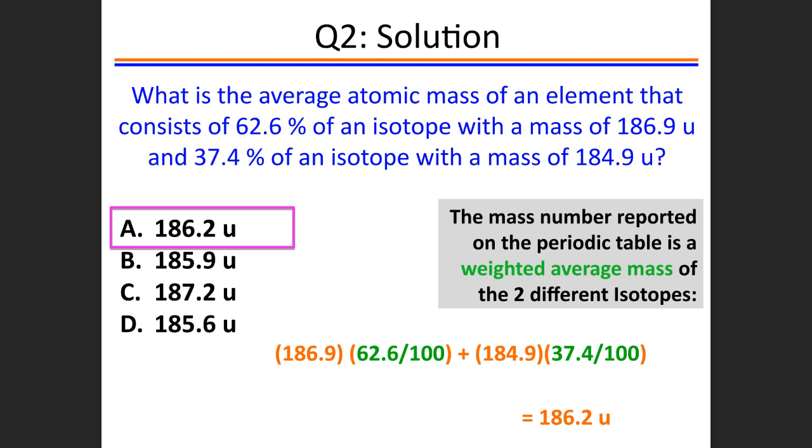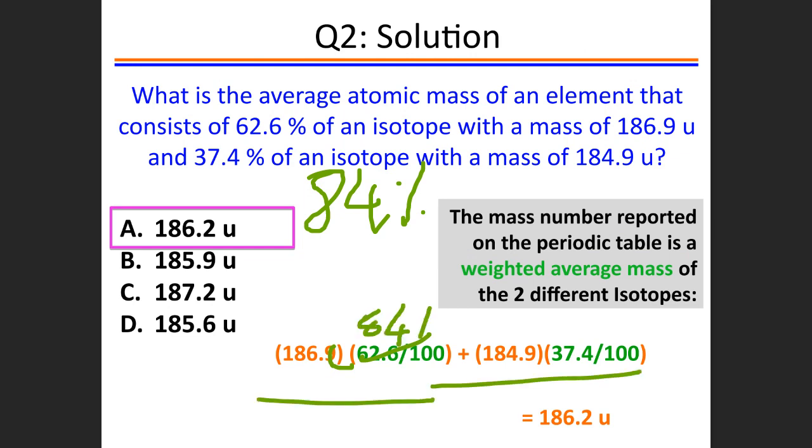Now, if I ask you, not 60, not 62, if I ask you 84%, so how will you do it? You will just change here, correct? Sorry, here it will be changed. So 84 divided by 100. So this is how you have to do these math calculations.